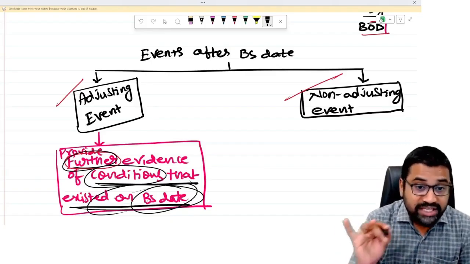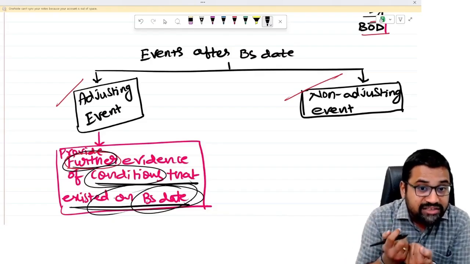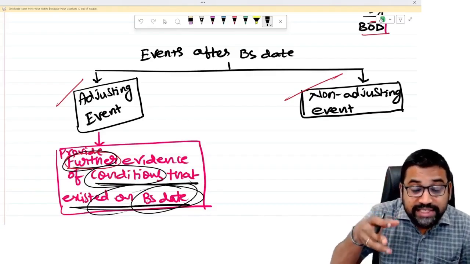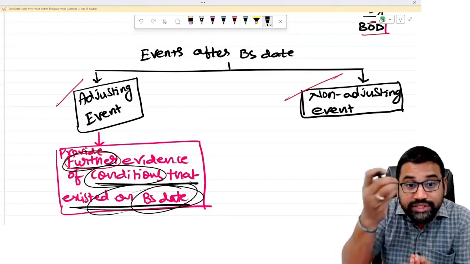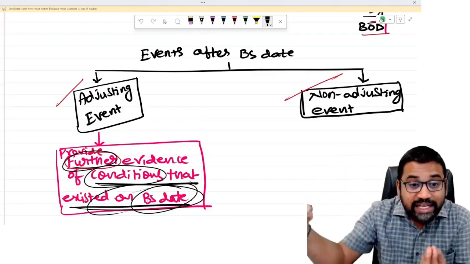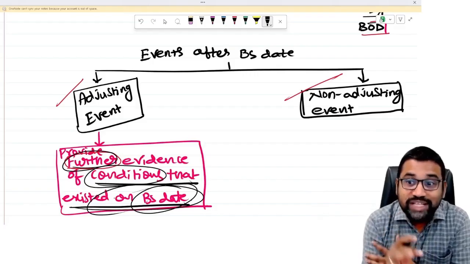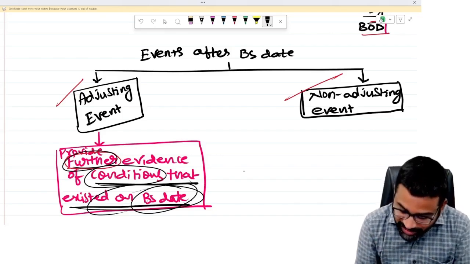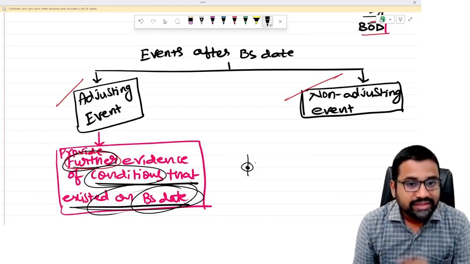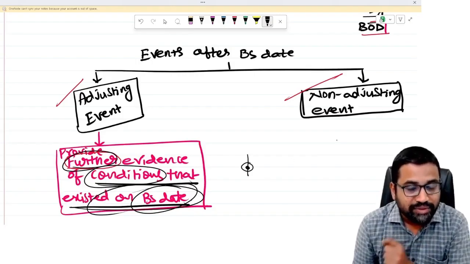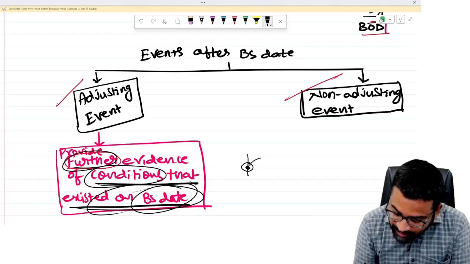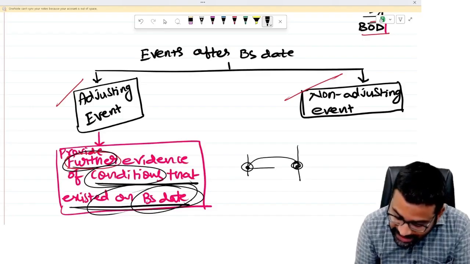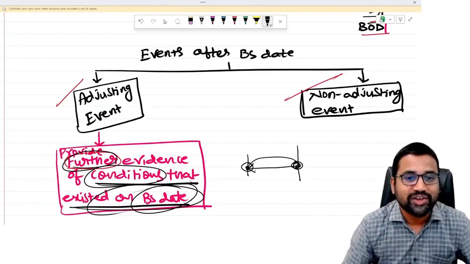So an adjusting event is an event that provides further evidence of conditions that existed on balance sheet date. Whatever the situations, conditions prevailing on the balance sheet date, relating to those conditions, the event that subsequently happened is providing additional evidence. Now that is called an adjusting event. That means we need to connect the dots. For example, this is 31st March. On 31st March, there is a situation, a condition prevailing, and subsequently an event happened in the organization. Now this subsequent event is providing additional evidence in respect of the conditions that existed on the balance sheet date.